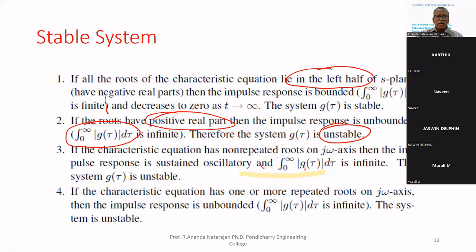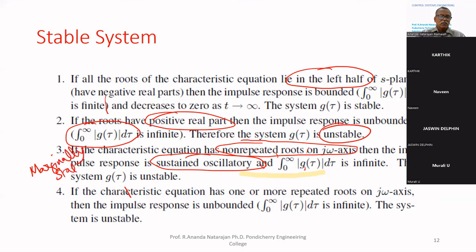Non-repeated roots on the J omega axis means sustained oscillation. It will oscillate forever without increasing amplitude. That is called marginally stable. If repeated roots, then unstable, unbounded output, unstable. Repeated roots on the J omega axis, unstable.